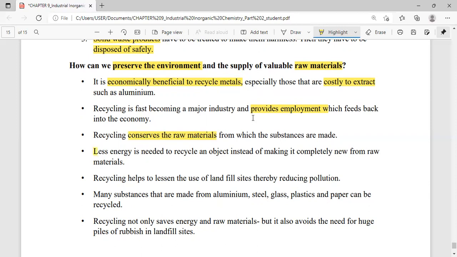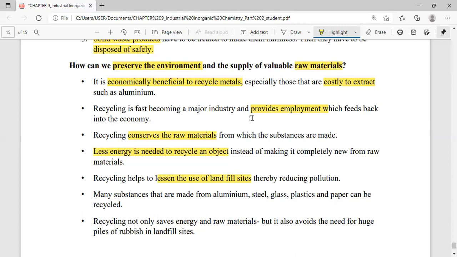Now, less energy is needed to recycle an object instead of making it completely new from raw materials, so energy consumption is also less. Recycling helps to lessen the use of landfill sites. Landfill sites are huge areas where our waste is disposed. Our household waste is collected and finally taken to the landfill site. Together with the household waste, used metals are also dumped. So if we learn to recycle, that will lessen the use of landfill sites.